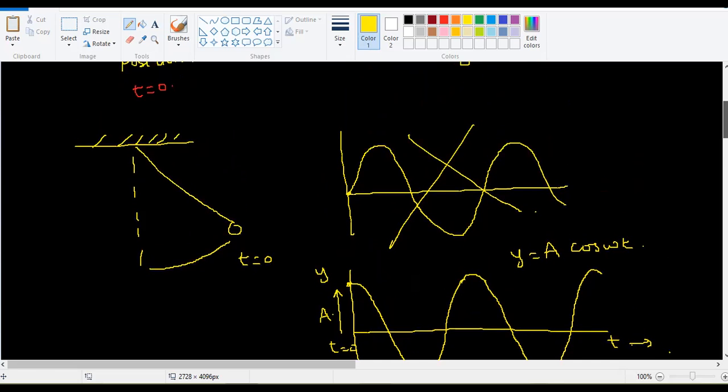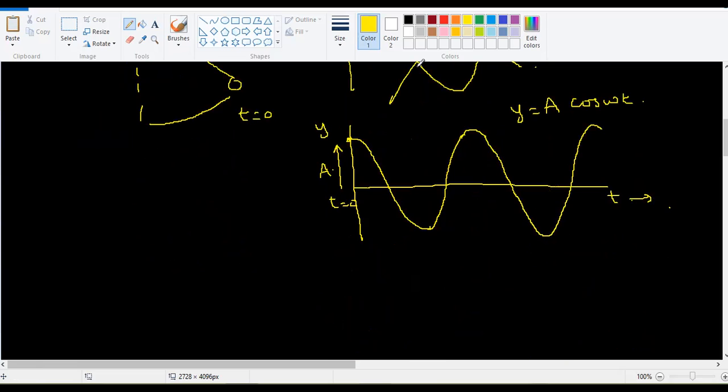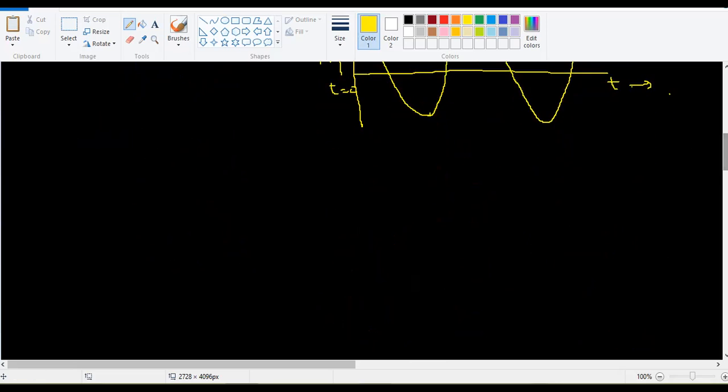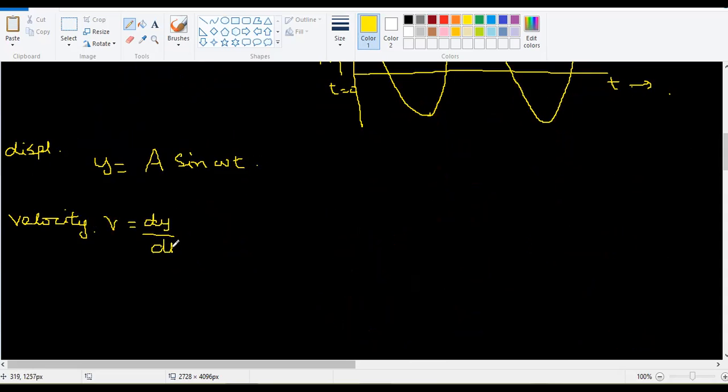So how quickly the pendulum is oscillating, right? That means I need to calculate the velocity. You will see a lot of mathematics in this chapter. Okay, so the velocity. So this is displacement. The velocity at a given time will be given as velocity is equal to dy by dt.